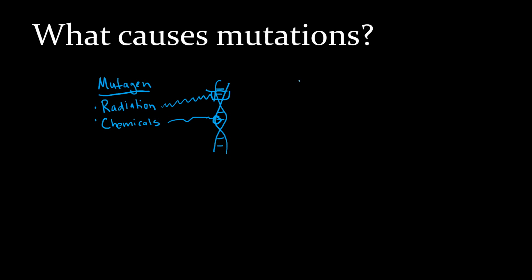The last category of change that could occur are simple mistakes. Mistakes specifically during DNA replication. If a mistake occurs during DNA replication and bases don't pair just right, that can lead to a change in DNA that can be passed on to future cells.